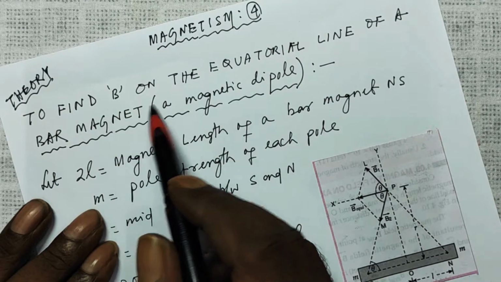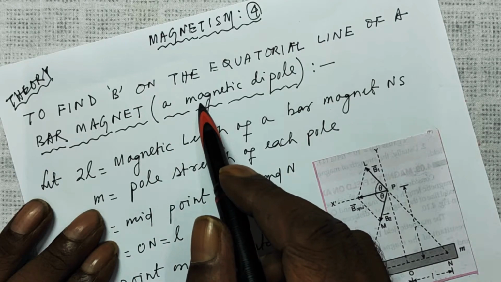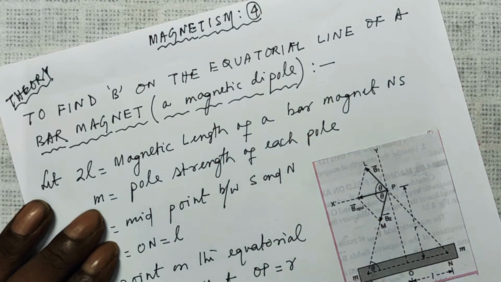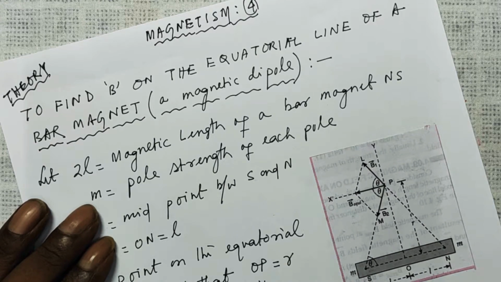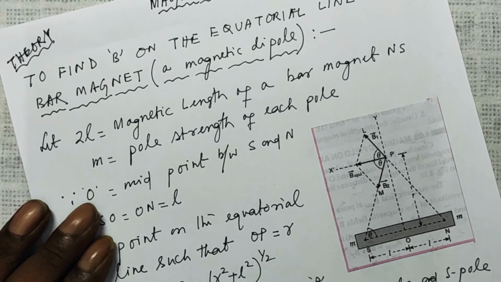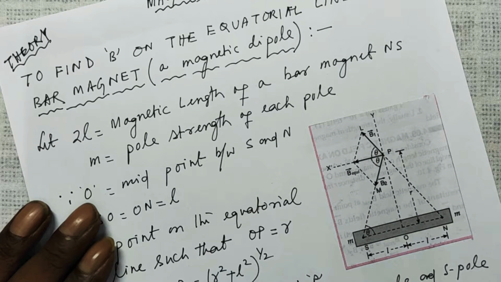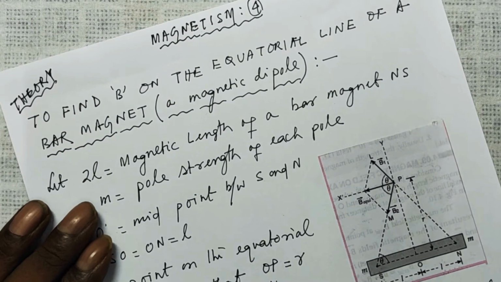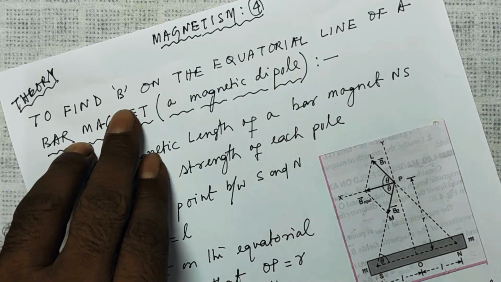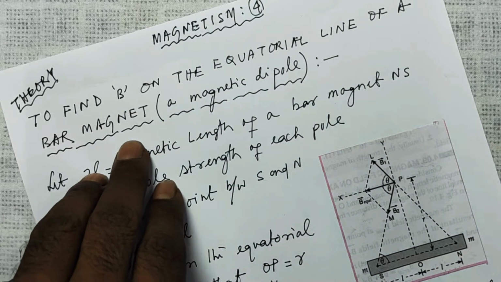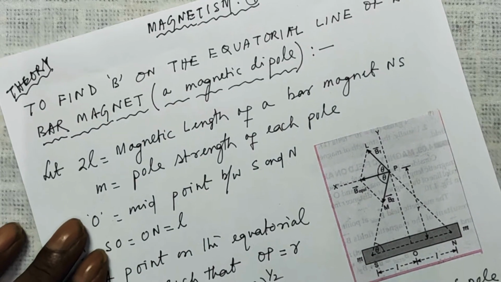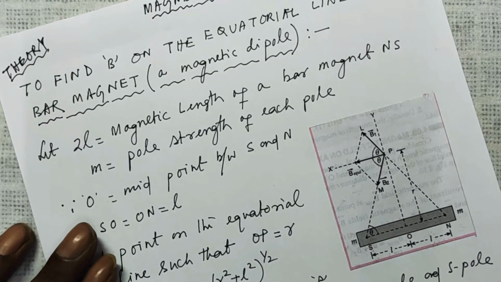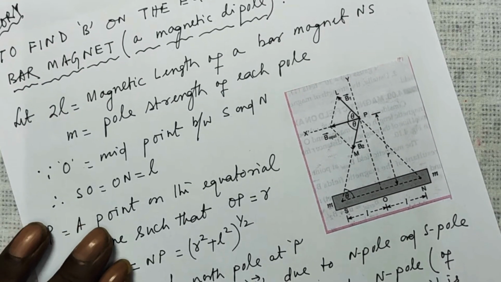A bar magnet has two poles, therefore it is called a dipole. Two poles, dipole. A similar derivation we had discussed in electrostatics, and what was that? To find the electric field on the equatorial line of an electric dipole. Now instead of an electric dipole, we have a magnetic dipole.